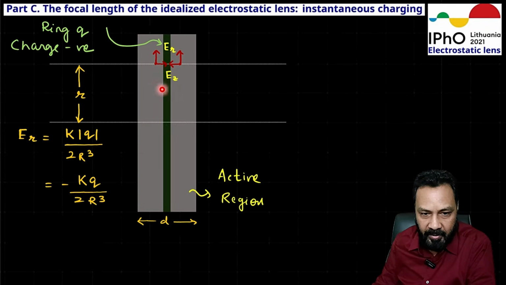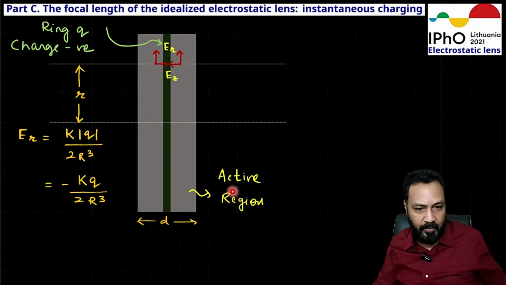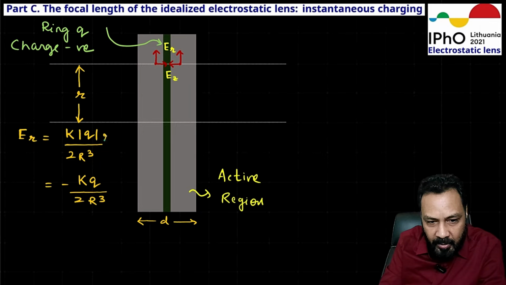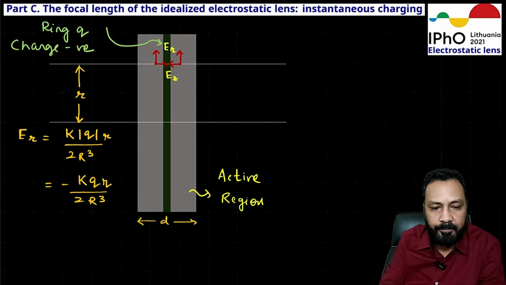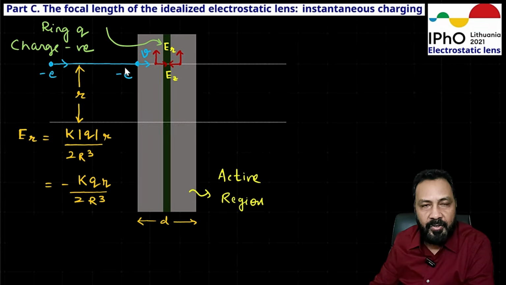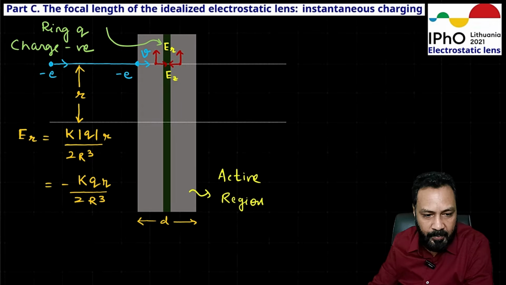Now in the next diagram, the ring charge is negative, Q is with sign. Now ER is in the upward direction, EZ is here. For ER we had written K mod Q divided by 2R cube, and with sign that will become minus KQ divided by 2R cube. There should be one small r also here, which I have missed. So that is KQ small r, and that small r is also here. Now the electron beam is projected here with kinetic energy E and speed v. They are thrown with a very fast speed.